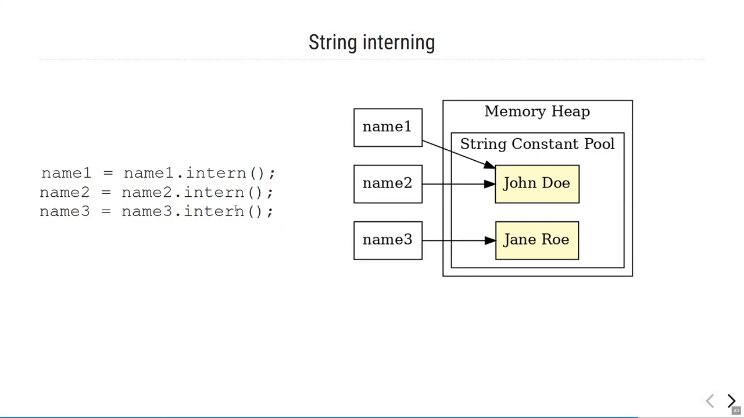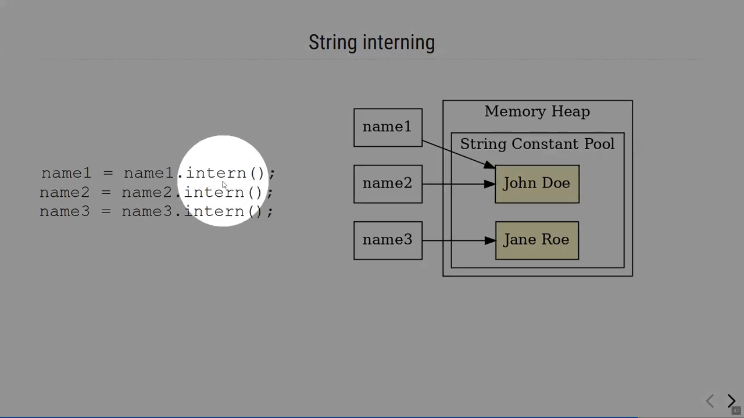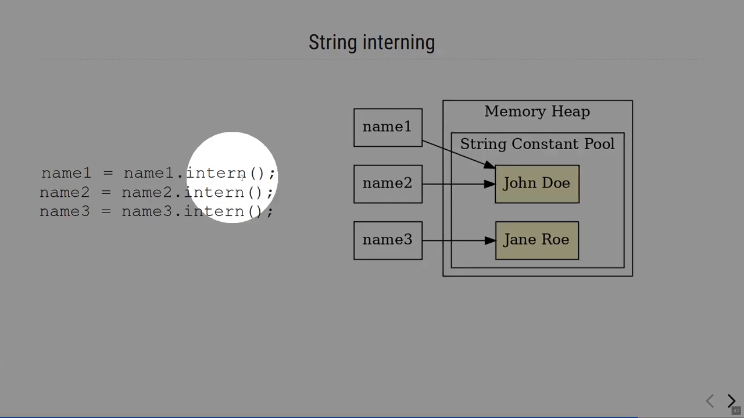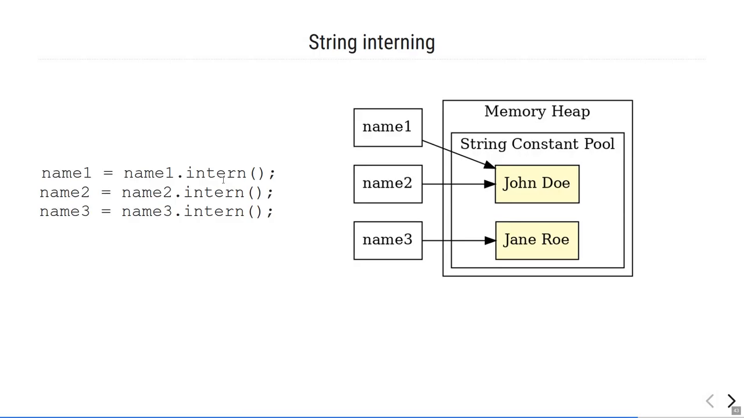and thus deduplicated. But the intern method, although it's a public method, is intended to be used only by the authors of the standard Java library. It's not intended for users of standard libraries. So we can understand what the string constant pool is, and when strings are deduplicated, in order to better understand what's going on under the hood of the Java virtual machine. But we should not use the intern method. If we need to deduplicate strings, we can do it manually using HashMap. I will explain later how we can use HashMap in Java.